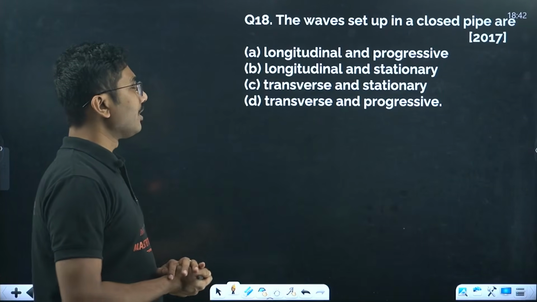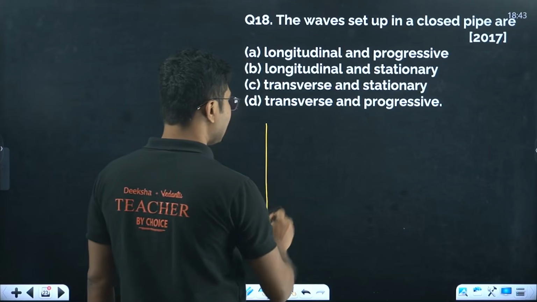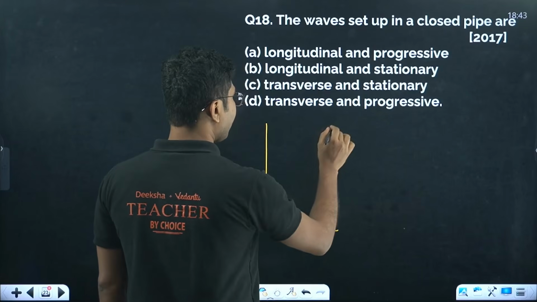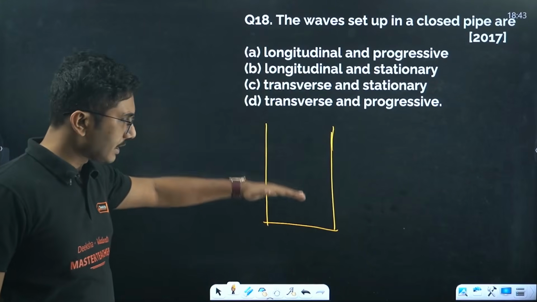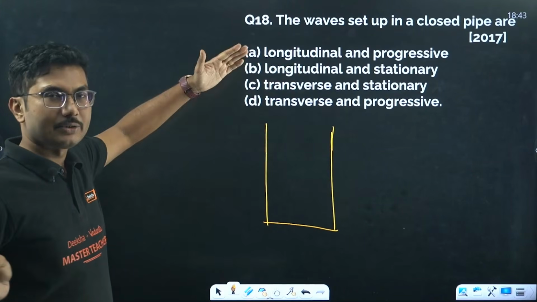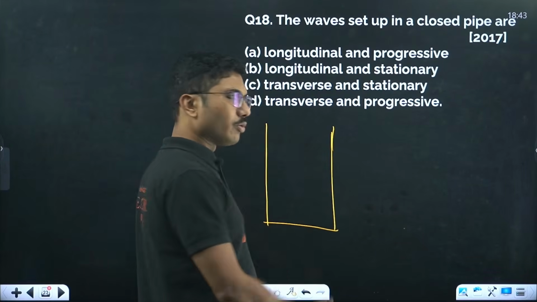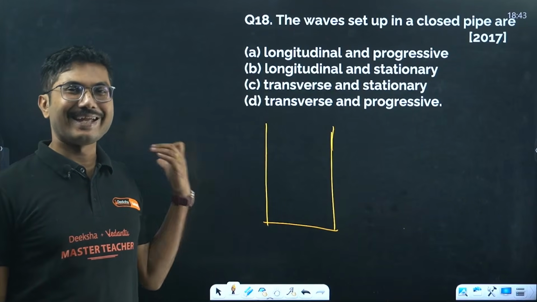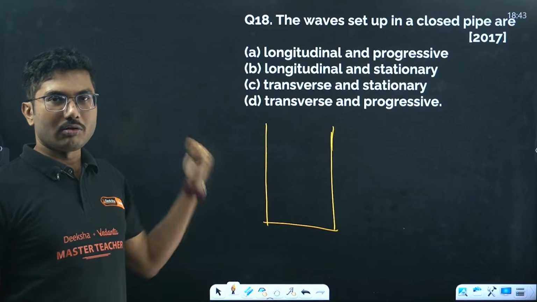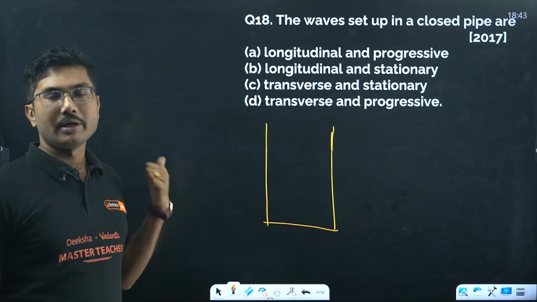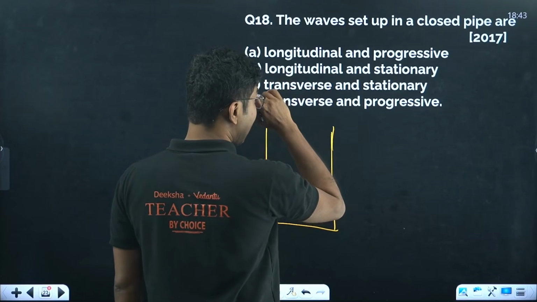So let's see. The waves set up in a closed pipe are... A closed pipe is basically an organ or sound instrument. Here air gets compressed and rarefied. Compression means air gets compressed, and rarefied means it is spaced out. So inside an open pipe or closed pipe, any pipe instrument where air is there, it is always a sound based device. A sound based device always produces longitudinal vibration. It is longitudinal and, sorry, longitudinal and stationary.